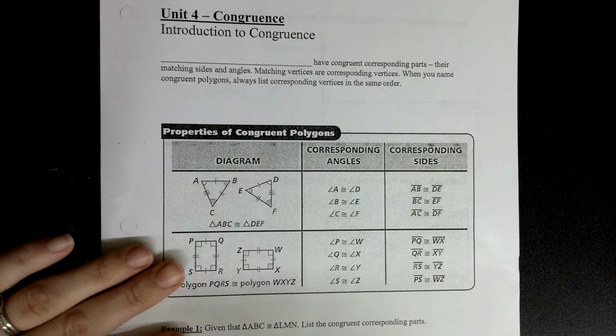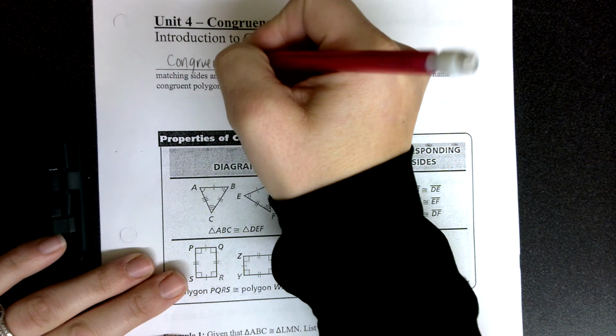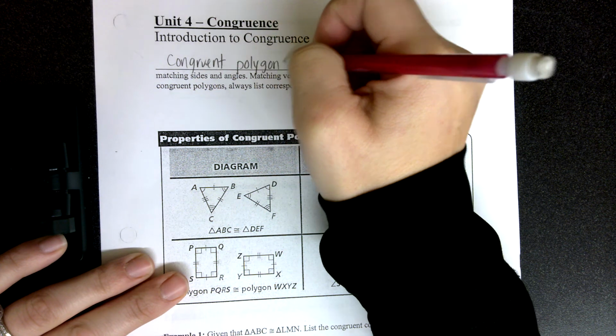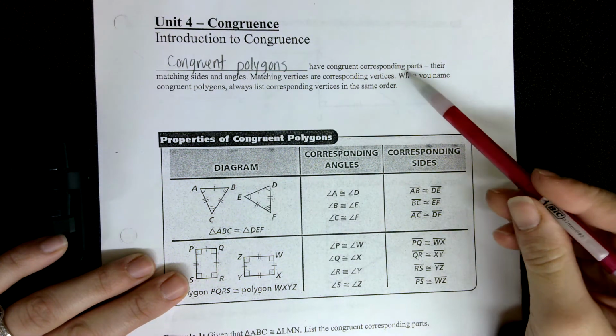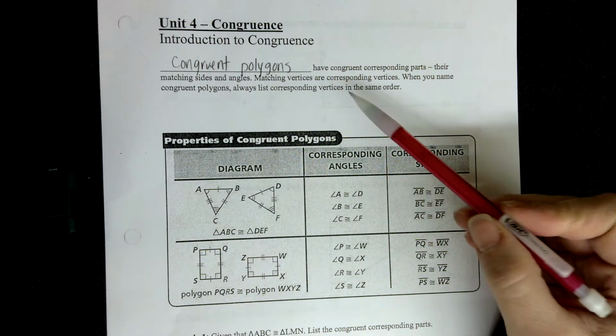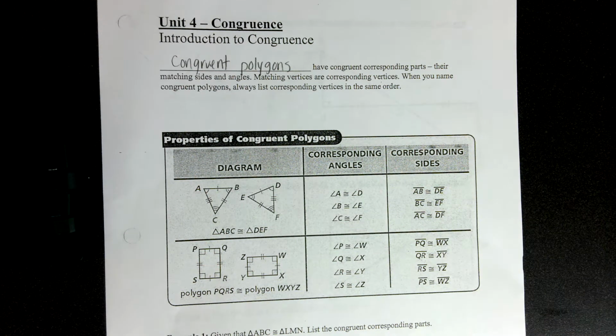The first definition is: congruent polygons have congruent corresponding parts. They're matching sides and angles. Matching vertices are corresponding vertices. When you name congruent polygons, always list corresponding vertices in the same order.